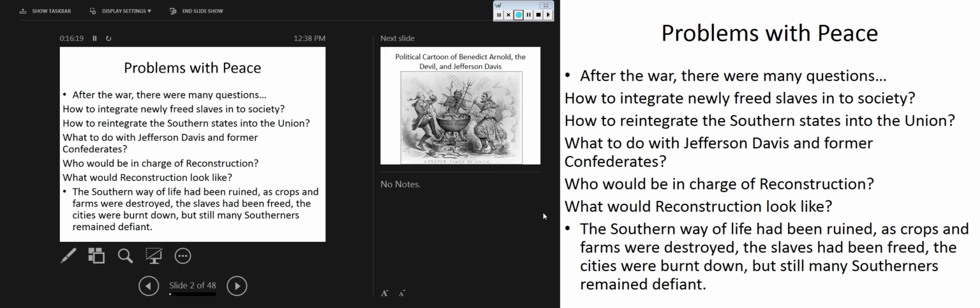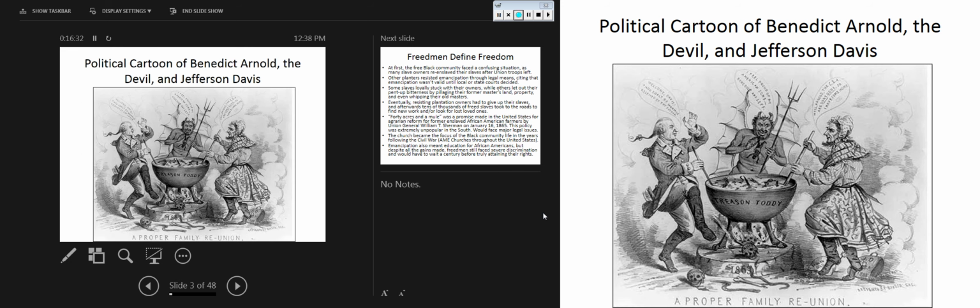Southern way of life was ruined, crops destroyed, farms destroyed, slaves are now freed, major cities and metropolitan areas burnt to the ground, railroads destroyed, and Southerners, a lot of them still remain defiant.